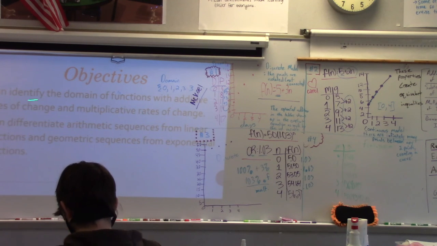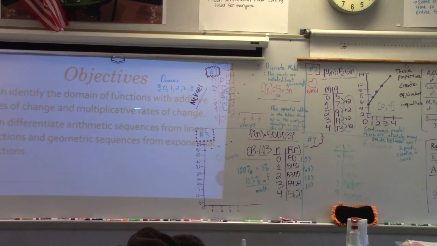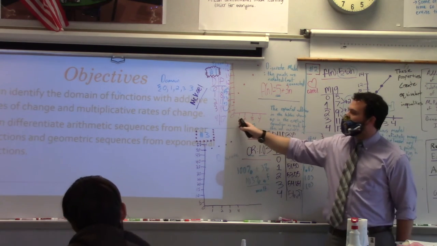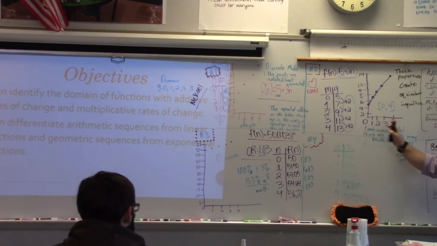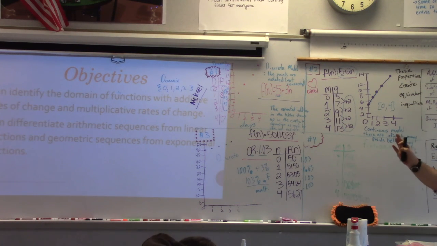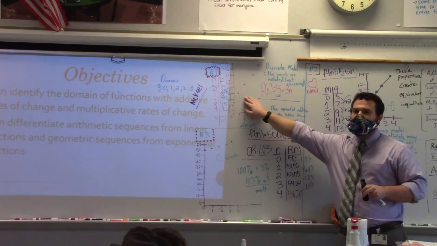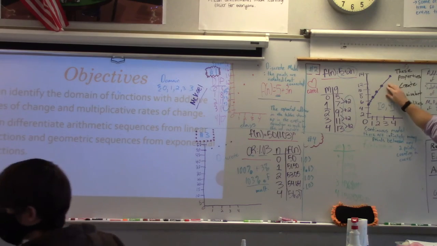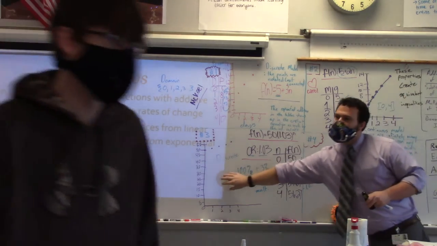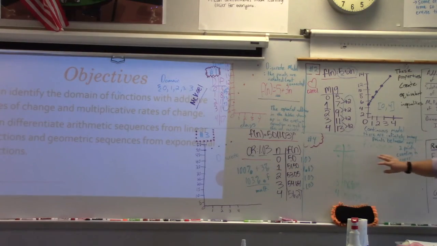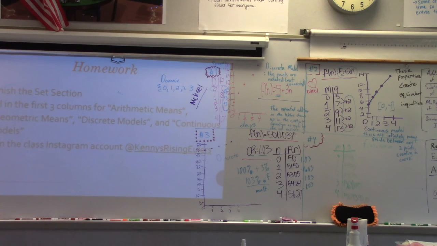Have we started to be able to identify the domain of functions? We don't have to know it perfectly, but can we tell when it's going to be these discrete values versus when it's going to be continuous values? That's what I need you to see. Can we tell the difference between arithmetic sequences and linear functions? Discrete is arithmetic, continuous is linear. Geometric is discrete, exponential is continuous.